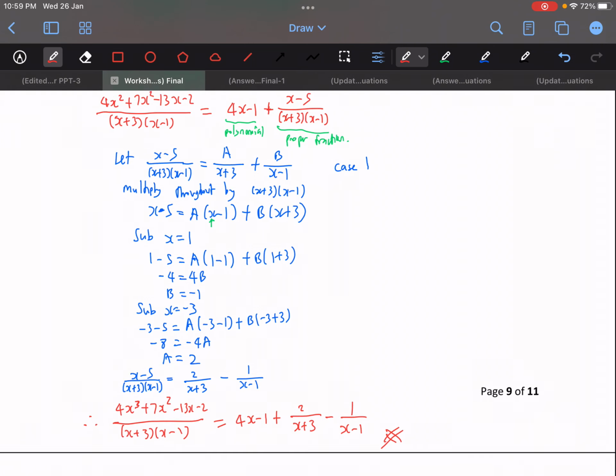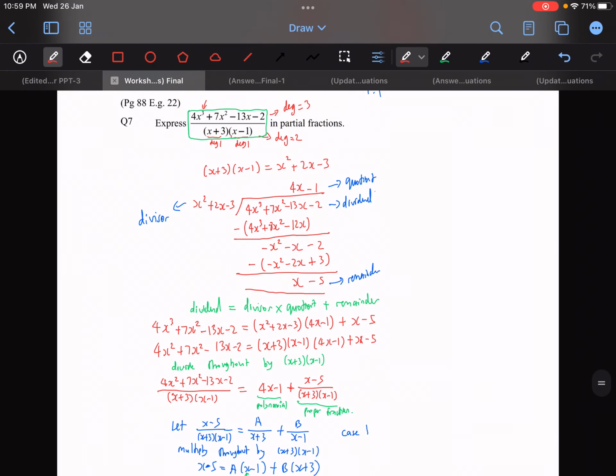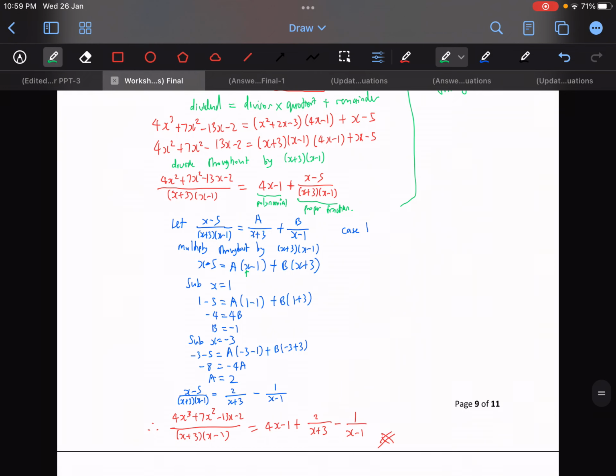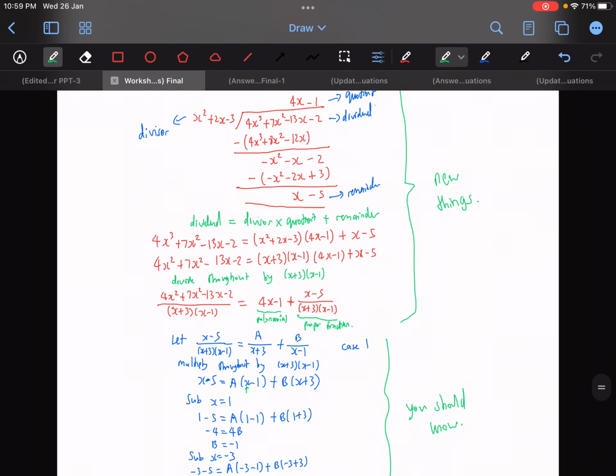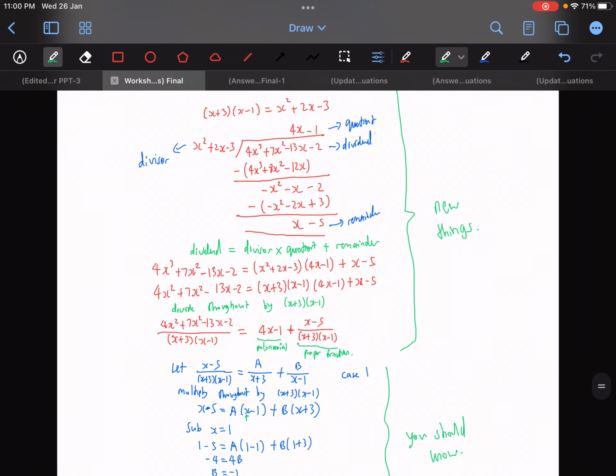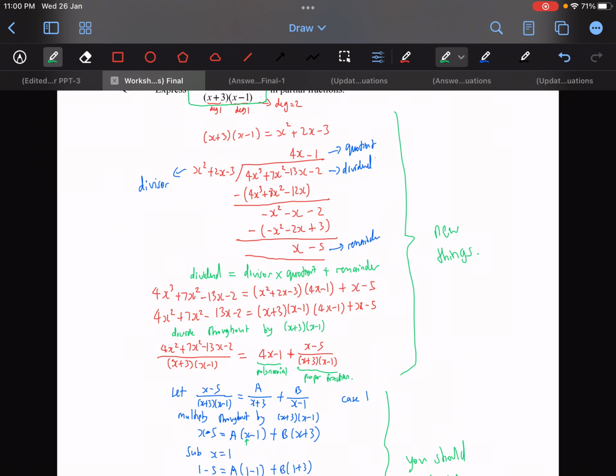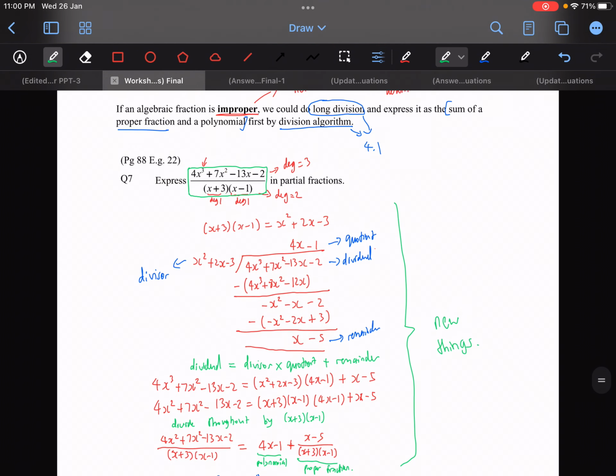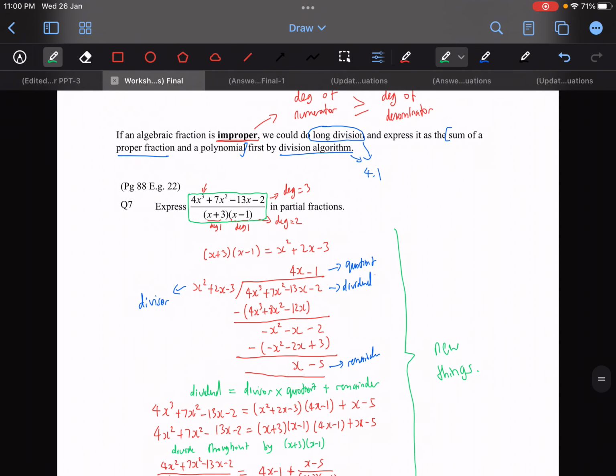So we look at this entire question. The only new things are this part. Not really only, but there are quite a number of new things. So these are the new things. The remaining parts are actually things that you have gone through before already. So this you should know already. It is actually using what we have learned to answer this question, but we have certain additional steps that we need to do. So this is for improper fractions, the case where the degree of the numerator is larger than or equal to the degree of the denominator.